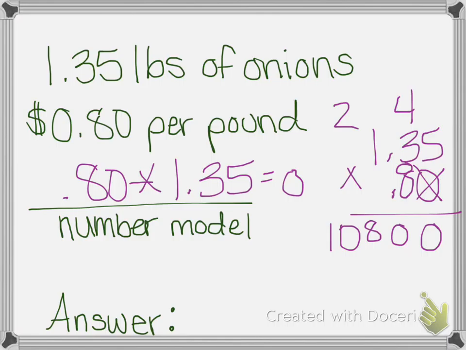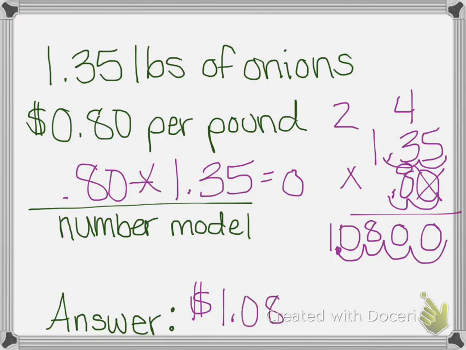And then if we look, we have 1, 2, 3, 4 spots behind the decimal. So she ended up spending $1.08 on onions.